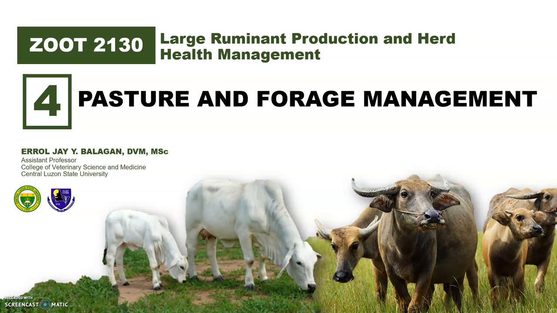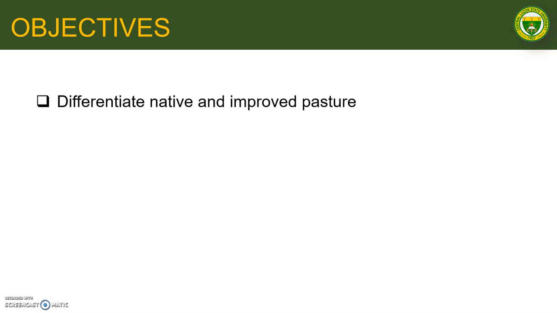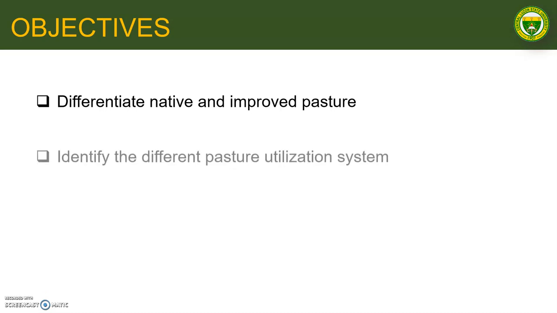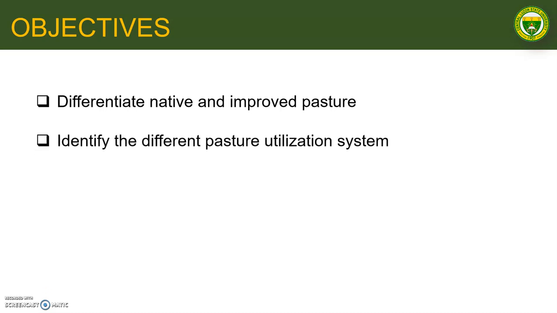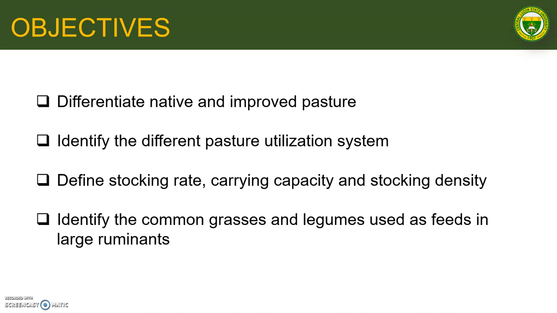In this part of the lecture, we will discuss the principles behind successful pasture and forage management to efficiently provide sufficient roughages to our large ruminants. At the end of this module, you are expected to differentiate a native and an improved pasture, identify the different pasture utilization systems, define stocking rate, carrying capacity, and stocking density, and finally, identify the common grasses and legumes used as feeds in large ruminants.